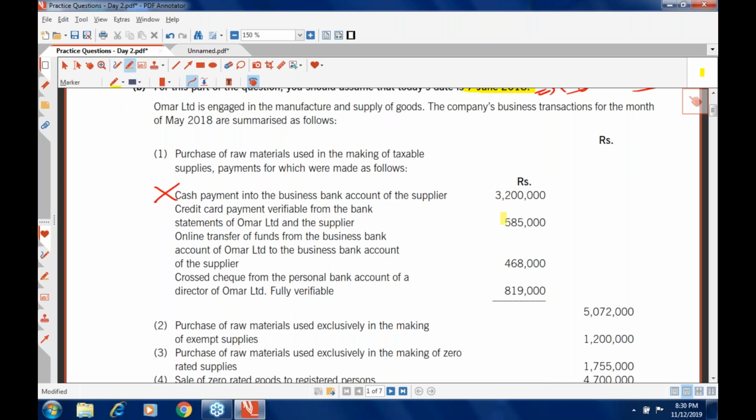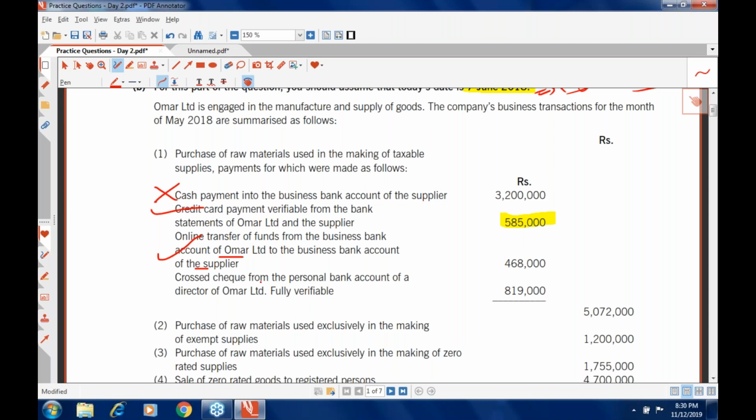So if there are payments which are made through credit cards, since they are verifiable from the company's bank statement, then that's fine, because ultimately you made payment into the credit card through your company's bank account. Now next it says the online transfer of funds from the business bank account of Omar Limited to the business bank account of the supplier. That is also going to be claimable, because you are making payment from your bank account into the supplier's bank account, and that too is a business bank account.